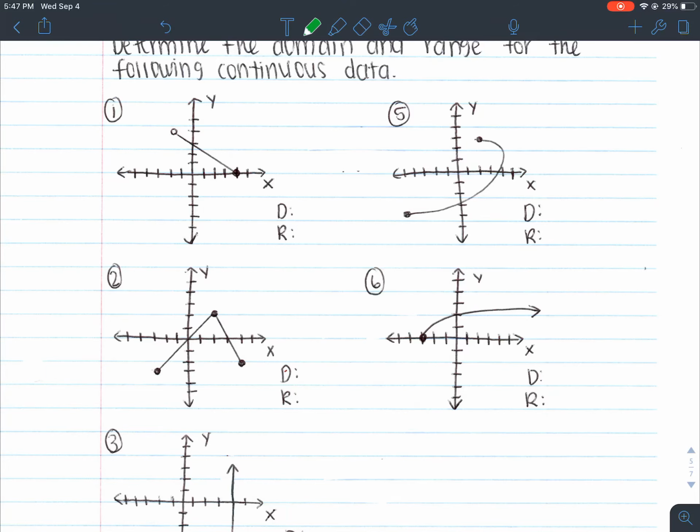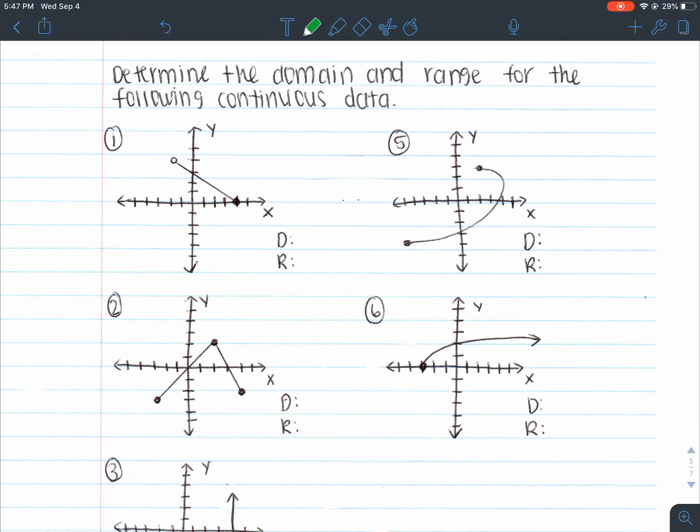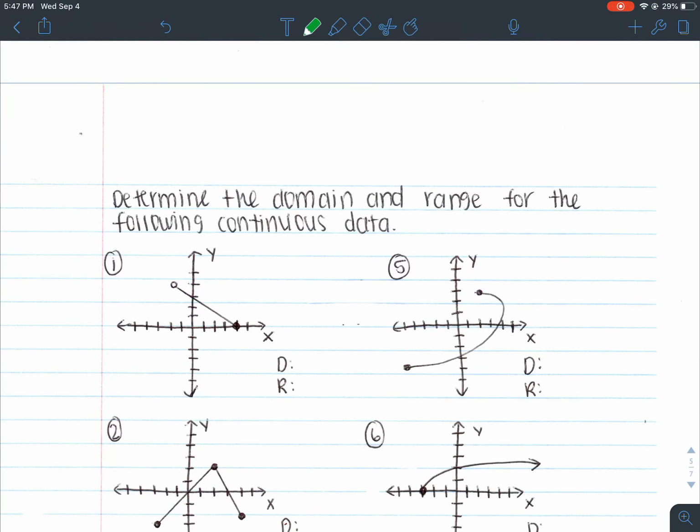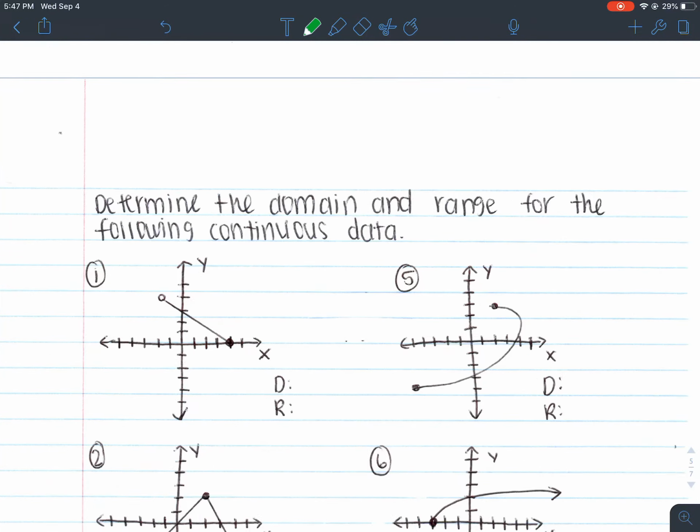All right, on this page, we're going to be determining domain and range for continuous data. So all of this data is continuous because you can take your pencil and draw a solid line through it without picking it up. We just struggle with this a little bit, but I think once you get through the groove of things, it gets a little bit easier.